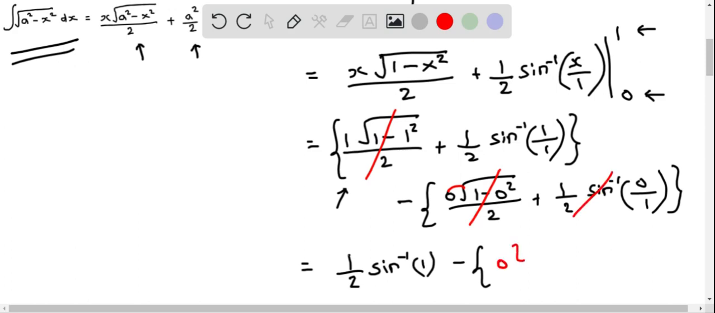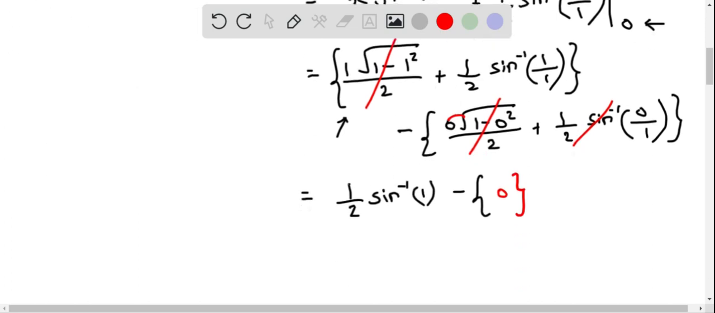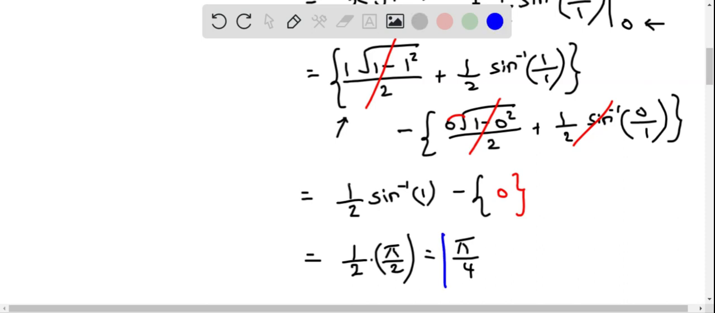So finally we have a 0 here, and we have to evaluate only the sine inverse of 1. We know that the sine inverse of 1 is pi by 2. So therefore this becomes half of pi by 2, and half of pi by 2 is pi by 4. So therefore this is the average value of the function f of x defined in the interval 0 to 1.